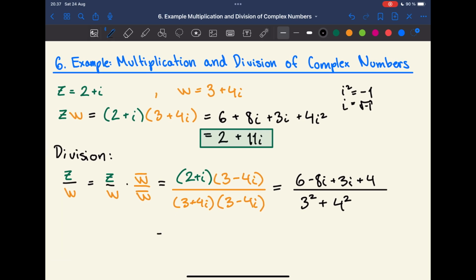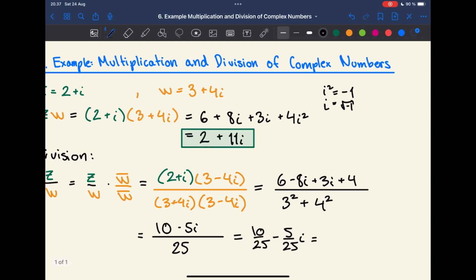So what we're going to get is, well, we collect the real parts, that's 6 and 4. So that's going to give us 10 over, well, down here we have 3 squared equals 9, 4 squared equals 16. If we sum that, it's going to give us 25. So we have 25 in the denominator. Up here we have minus 8i plus 3i, that's just going to give us minus 5i. And let's just use our fraction rules and separate this fraction. So what we have is 10 over 25 minus 5 over 25 i.